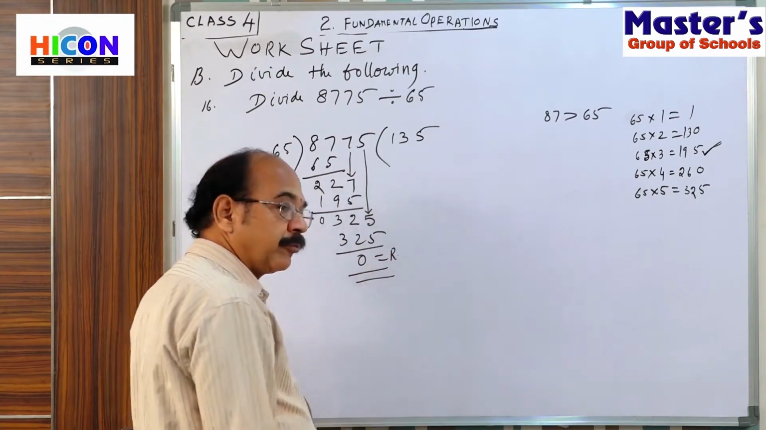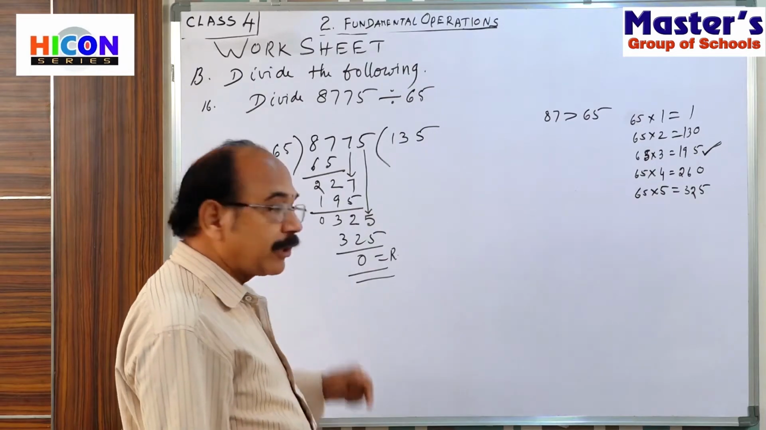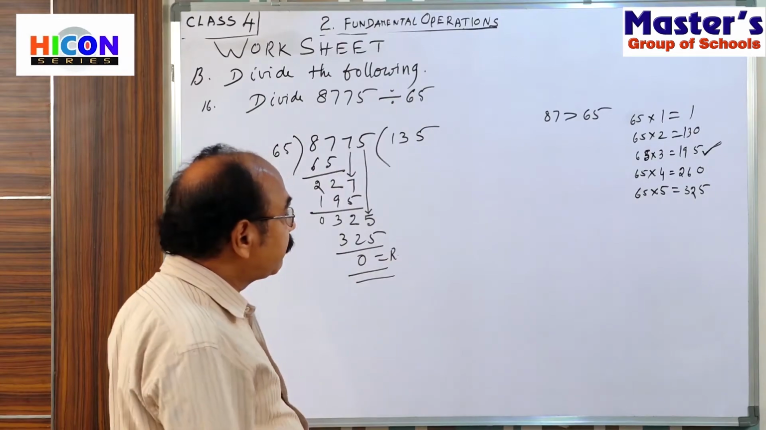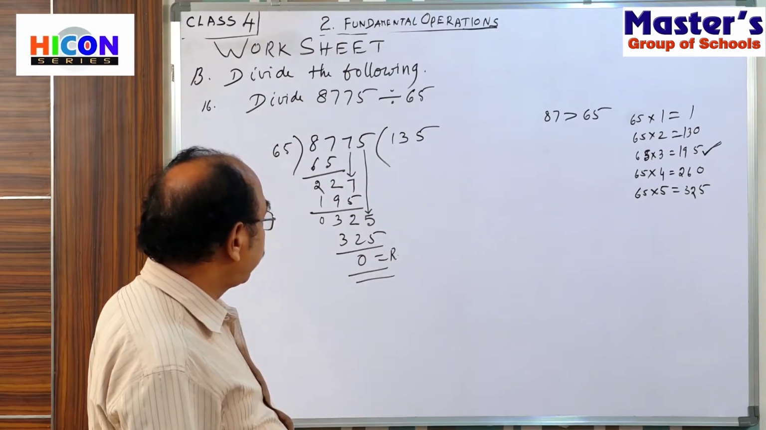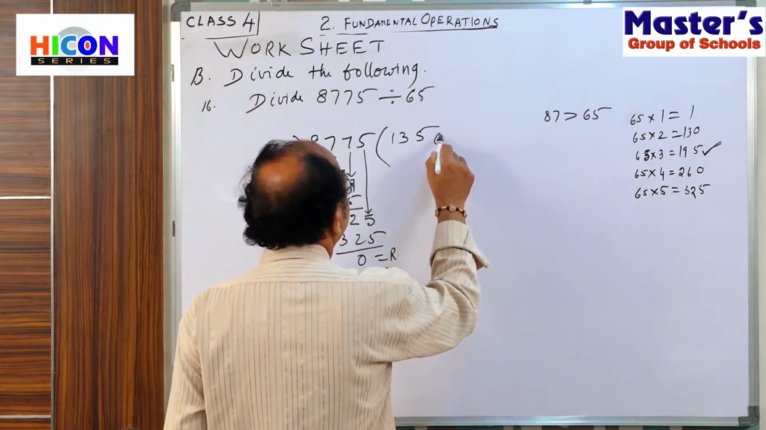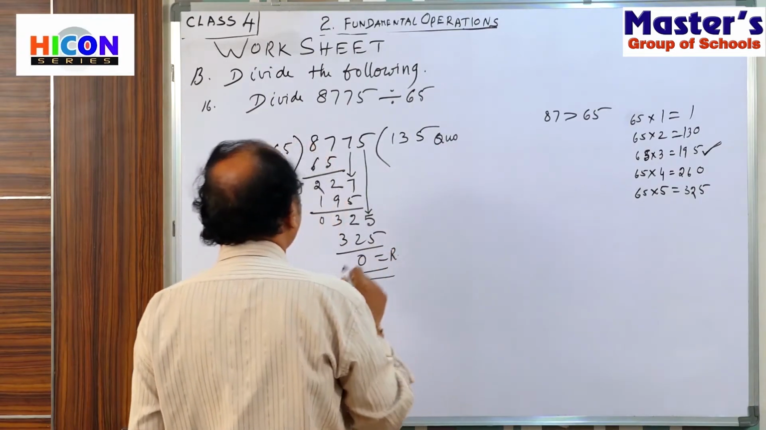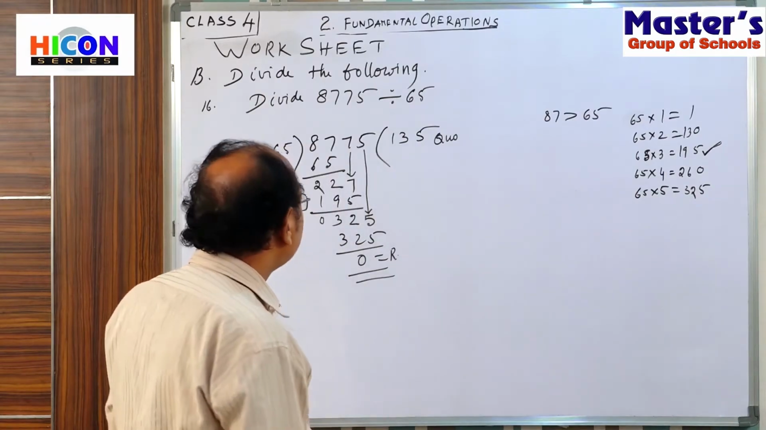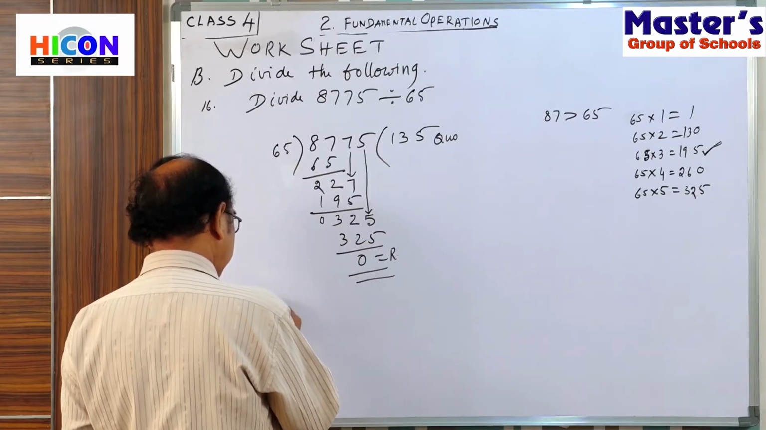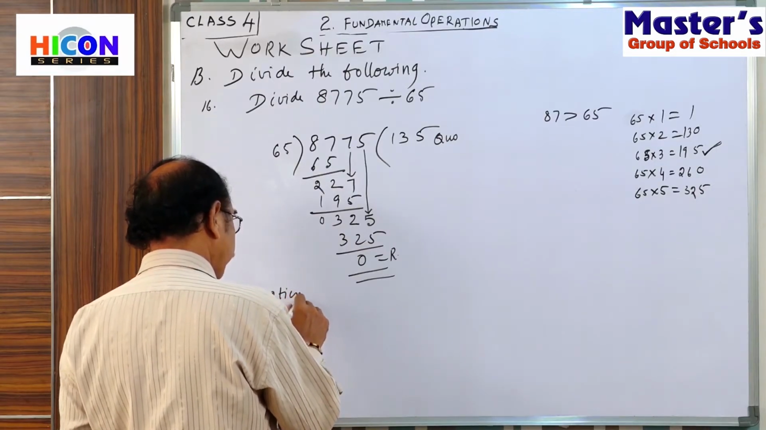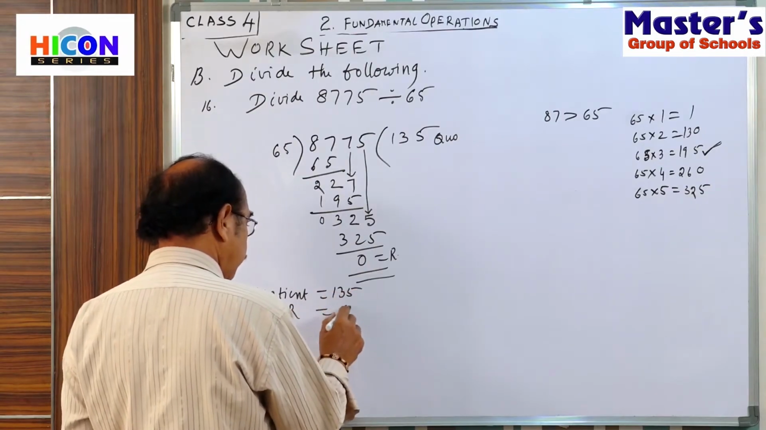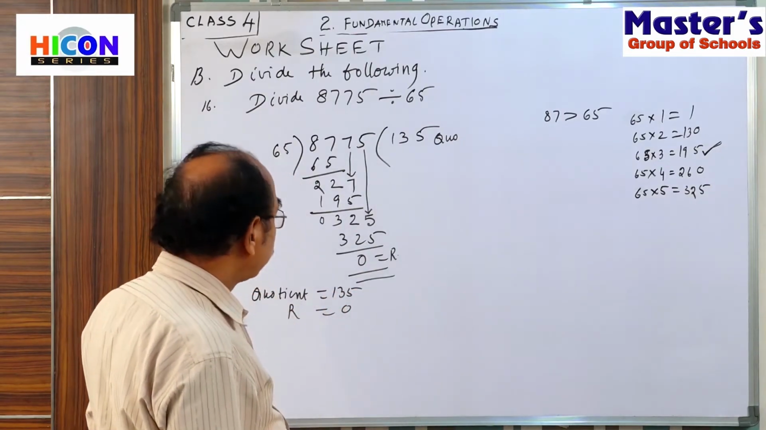Remainder is 0, means what we can say? The number is exactly divisible by 65. So here 135 is the quotient. This is remainder. Okay, children. So here, therefore, what we write here, quotient is equal to 135, remainder is 0.